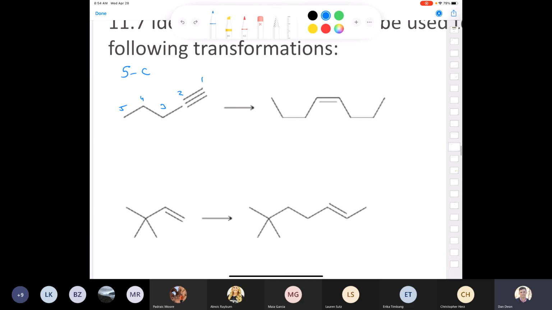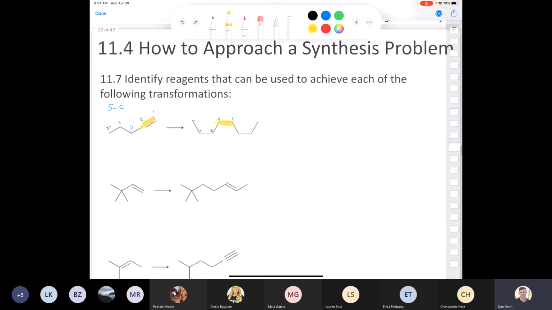Look, if I zoom in, if you number this 1, 2, 3, 4, 5 like that, you can see that the triple bond is between 1 and 2, and the double bond is here like that. We have ways to convert a triple bond to a double bond, don't we? Right? So I've got to add on these 3 carbons. How am I going to do that? What I'm going to do is take that terminal alkyne. Here's my acidic proton. In the first step, I'm going to treat that with sodium amide.